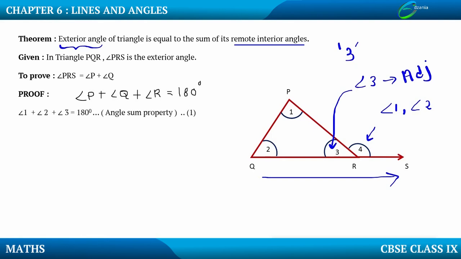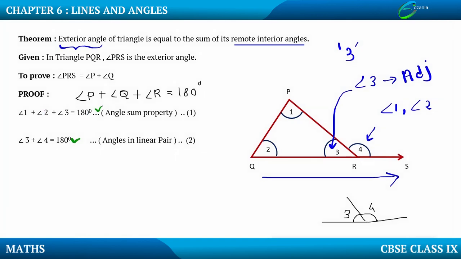Now I can also say that angle 3 and angle 4. Observe angle 3 and angle 4. They are like this. Angle 3 is over here. Angle 4 is over here. Now what do they form? They form linear pair. So I can say that angle 3 plus angle 4 is also equal to 180 degree. I can say the right hand side is equal. Therefore the left hand side is also equal.